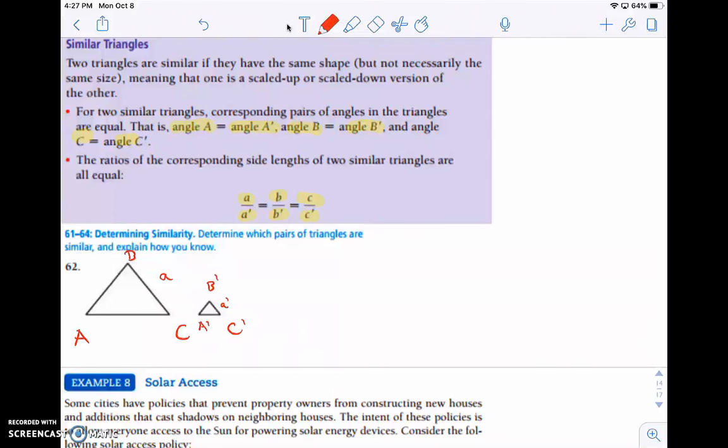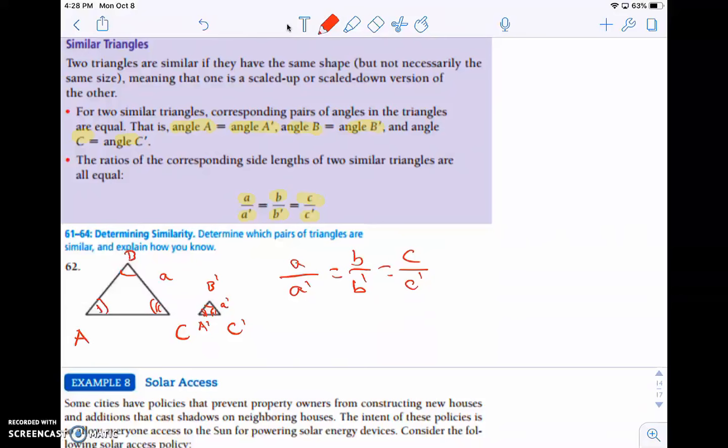So when we're looking at similarity, that means that this angle is congruent to that angle, and this angle is congruent to that. I'm not going to be able to fit three little squigglies in there, but those angles are congruent, so it just means that little a over a prime, that ratio, is equal to little b over b prime, and that ratio is also equal to little c over c prime. So those ratios are the same.